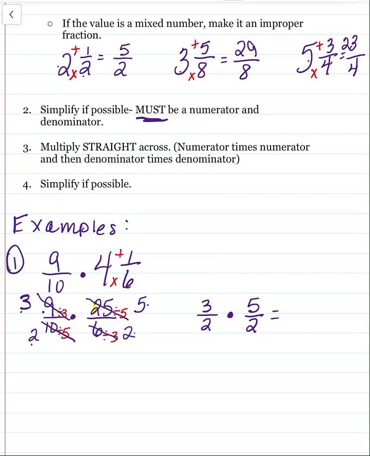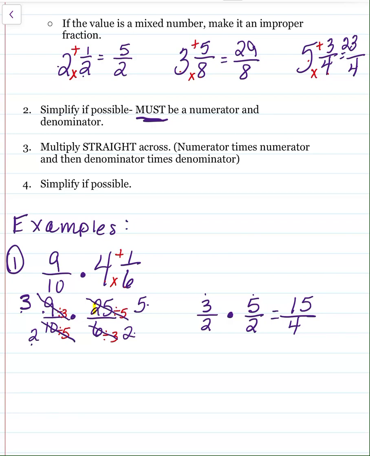So now we're going to multiply straight across. So I'm going to say 3 times 5 is 15, and 2 times 2 is 4. And then my last step is to simplify if possible. So can 15/4 be simplified? Yeah, it can't because that's improper, right?